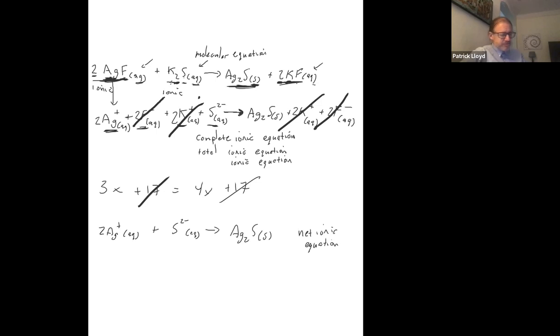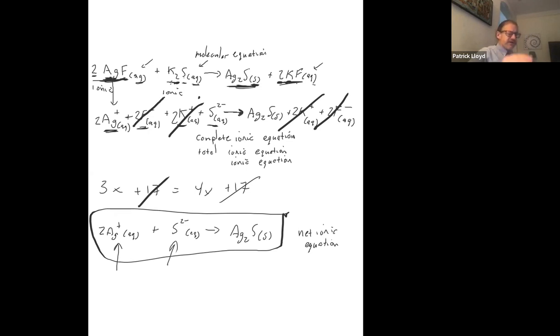We've canceled or simplified it by noting that the K plus and the F minus did not change from the left to the right, from the reactant to the product side. So there's no need to have them in the equation at all. So we call this the net ionic equation, okay? So in a precipitation reaction, you're getting a solid. It's telling us that the solid formation is coming from the silver ion and the sulfide ion. Silver plus sulfide gives you silver sulfide, which is a precipitate in water.